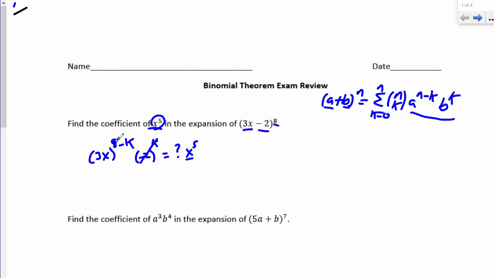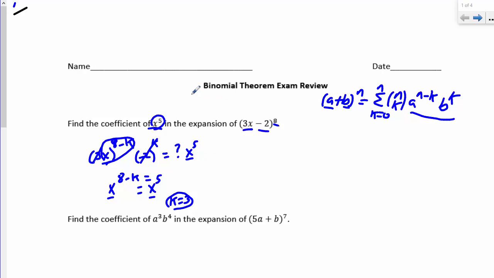This 3 will be raised to the power of 8 minus k, but that's just going to give me another number, so I don't care. I just care about this. So all I really have that I haven't discarded is x to the power of 8 minus k, and this is going to equal x to the power of 5. What I can deduce, since this is x and this is x, is that 8 minus k is in fact equal to 5. If that's the case, then we know right away that k is equal to 3, because 8 minus 3 is 5.